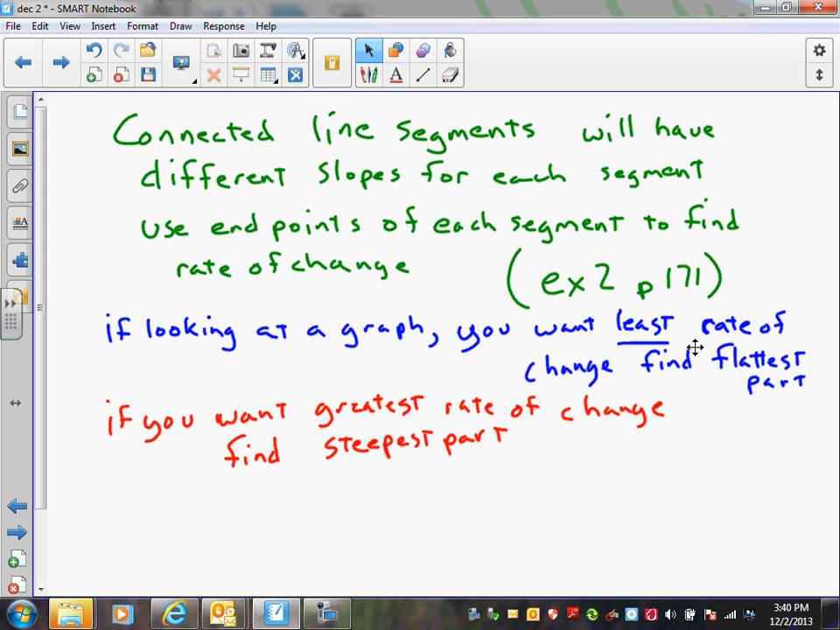Some of the problems, they're going to want you to find the least rate of change. So you're looking for the flattest part, because the flattest part will have the smallest change in the y's compared to change in the x's. If you want the greatest rate of change, you find the steepest part, because the faster it's going up, that means the y's are getting bigger over a smaller x. So that's your steepest part and your greatest rate of change.